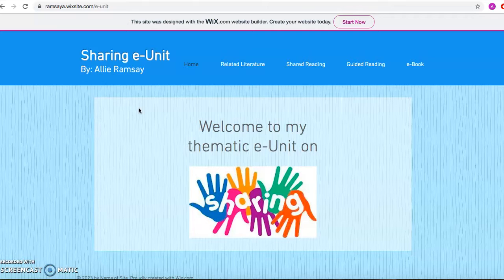My e-unit is made up of 4 different sections to support students' emergent literacy growth. Students will develop reading skills, phonological awareness, and word recognition skills. These 4 sections are put into place to teach my students skills and abilities that good readers possess.